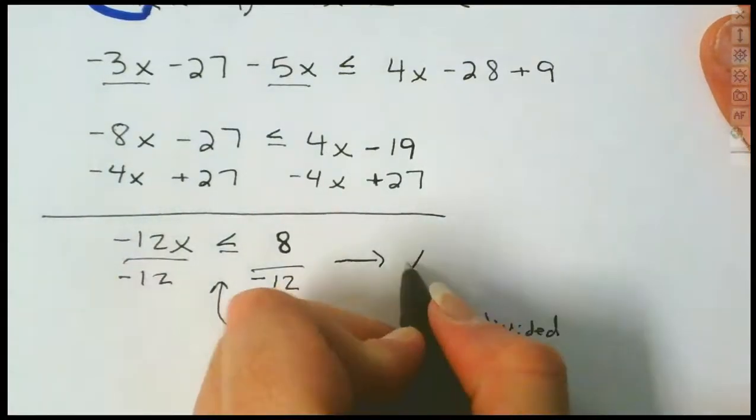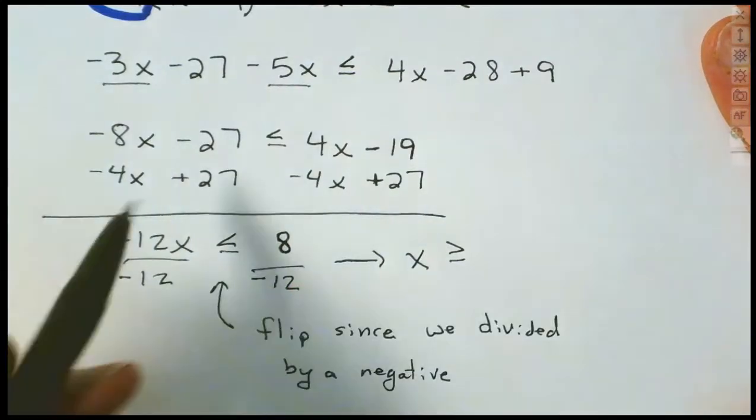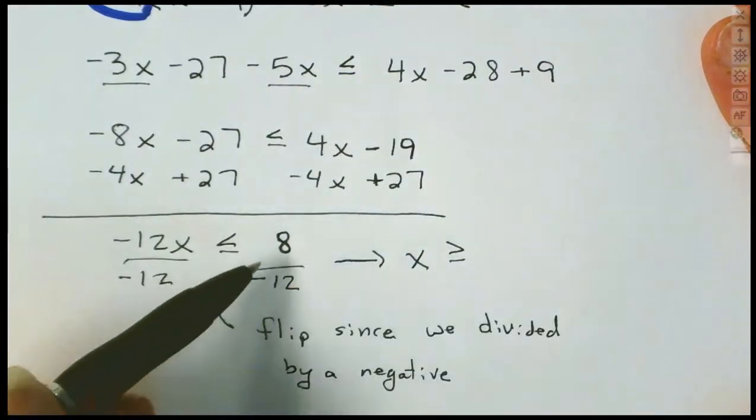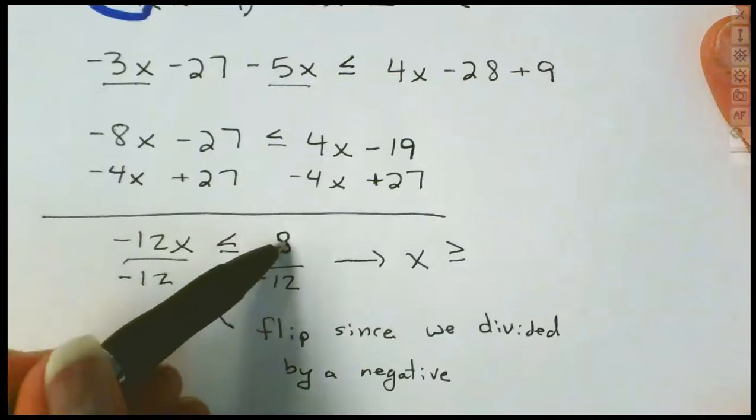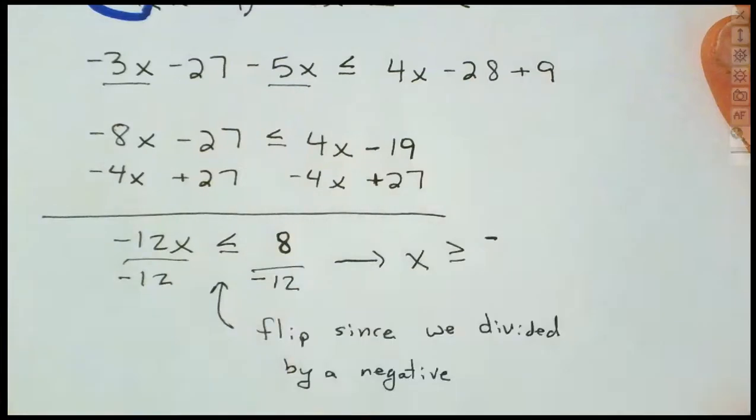Flipping them around, that gives you an x. Flip your inequality symbol. And reduce this fraction down. You want to make sure you reduce. 8 over 12. It's negative, right? Because the bottom number is negative.